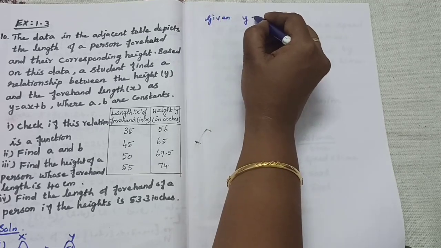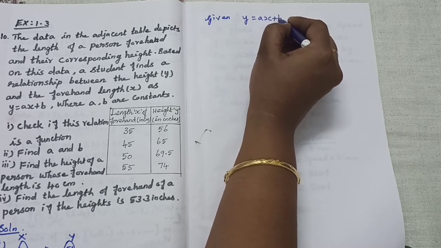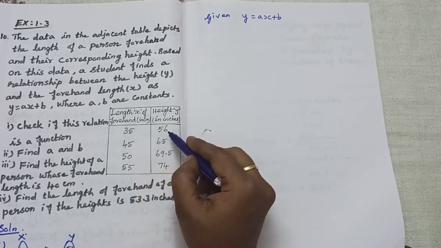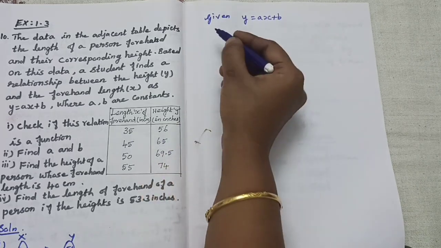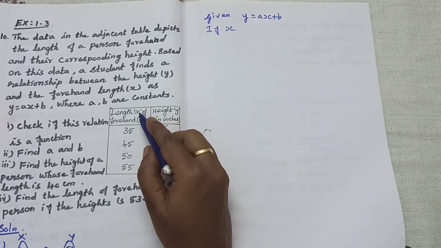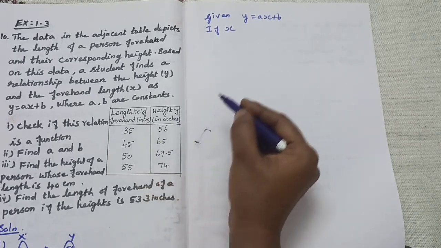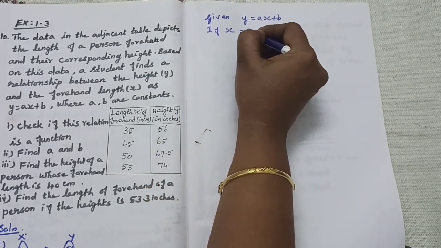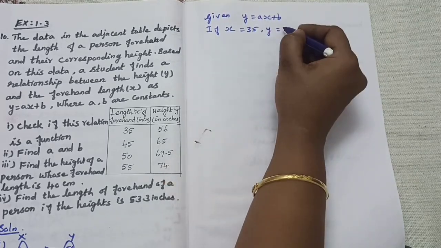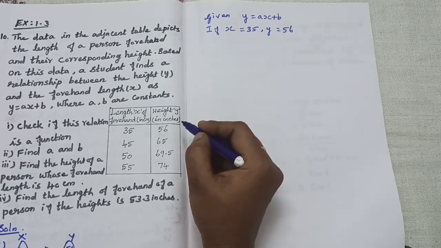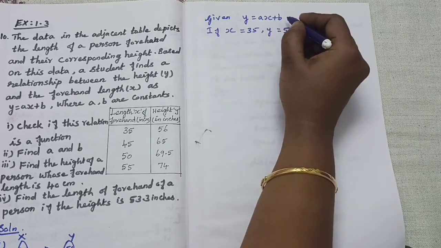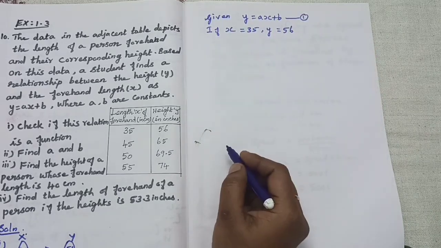Given y is equal to ax plus b. First we have to select this: length 35 and height 56. Length is denoted by x and height is y, isn't it? Then x equal to 35, then y is equal to 56 inches. These two values we have to substitute, and this is equation number 1.